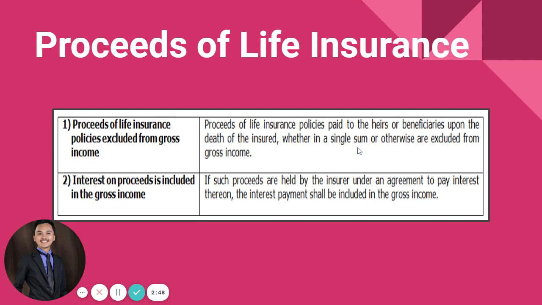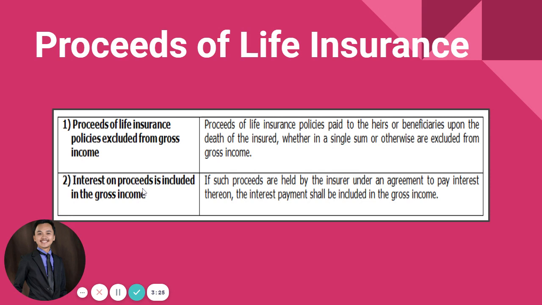This includes when a particular corporation insures its key personnel and the beneficiary is the corporation. For example, a corporation insures the CEO with the corporation as the beneficiary. In that case, when the CEO dies, the proceeds from the life insurance of the deceased CEO will also not be subject to tax from the point of view of the corporation.